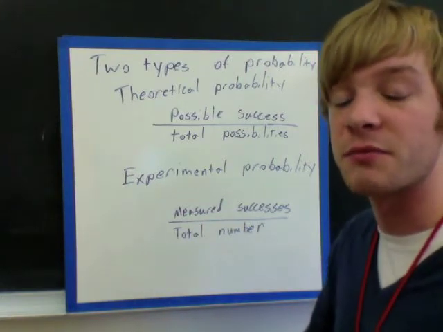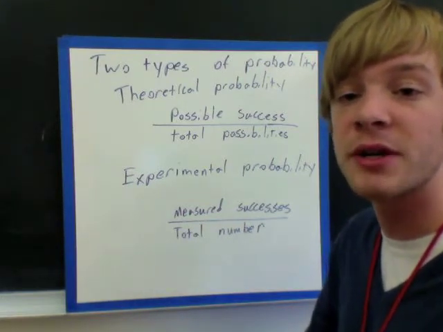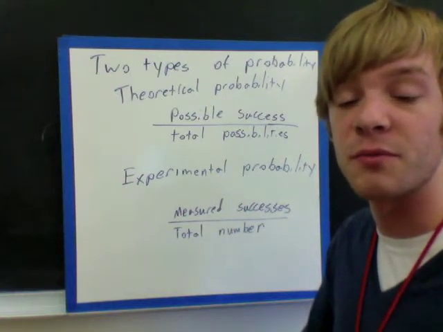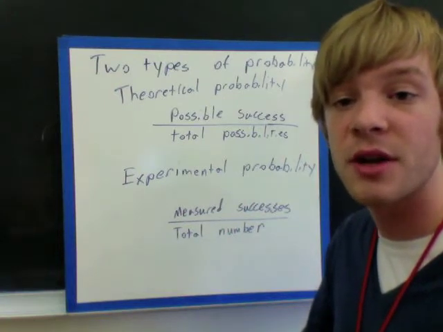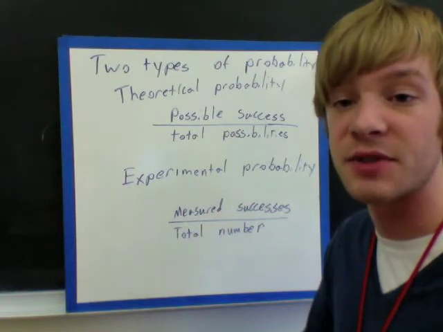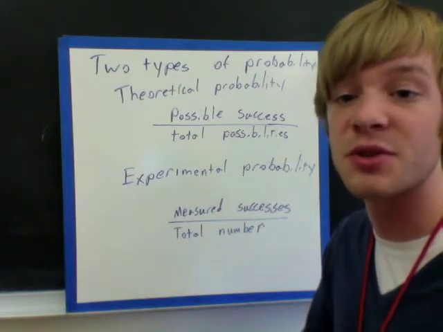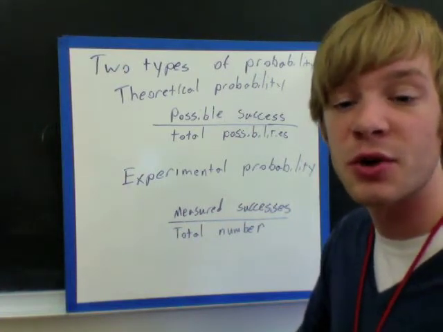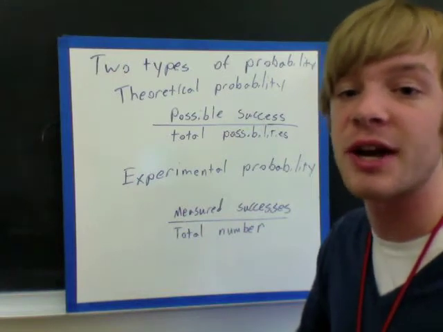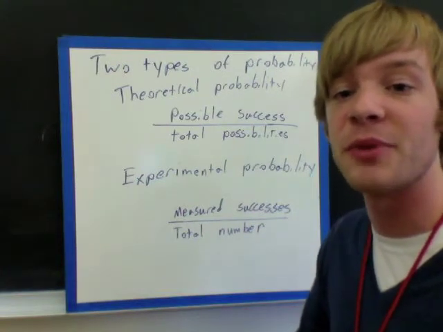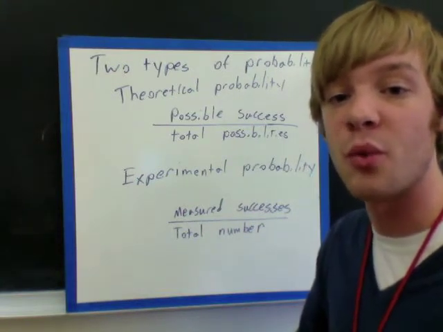Well, if we're still talking about flipping a coin, if we want heads on our coin, there's only one side that's heads. If it's a regular coin, there's only one side that's heads. So the possible successes is one. Total possibilities, there's two. There's two sides, so our theoretical probability of getting heads would be 1 over 2.